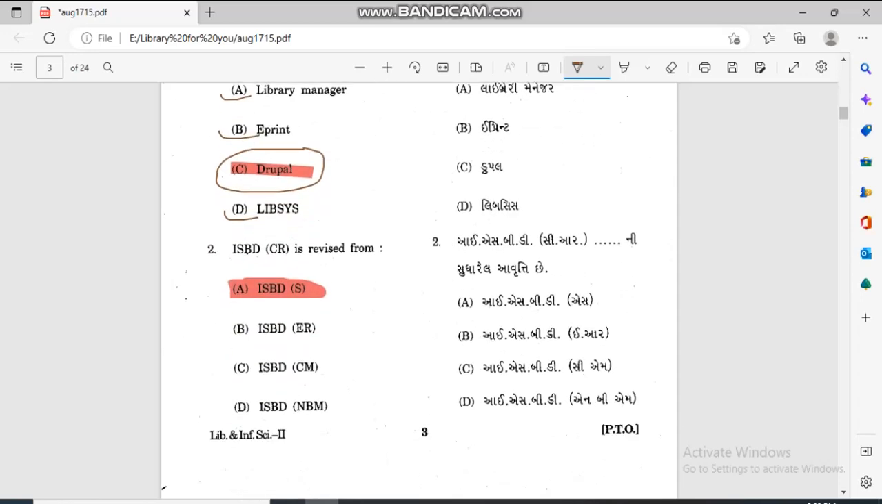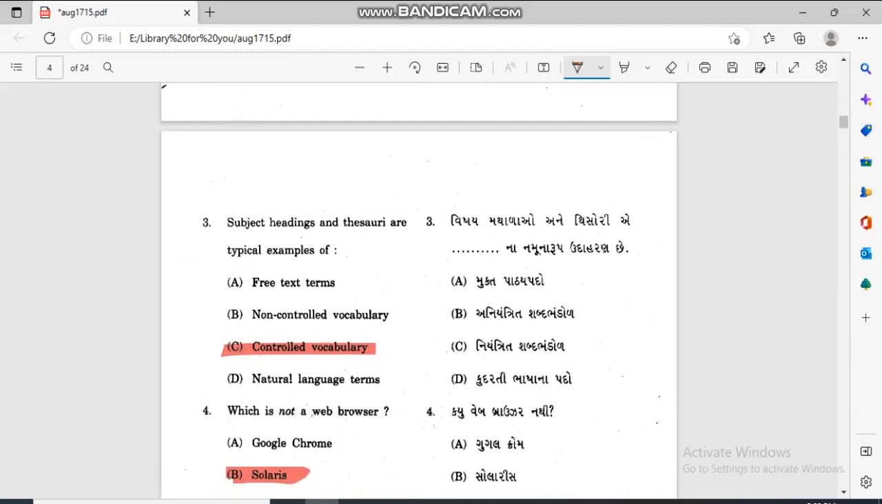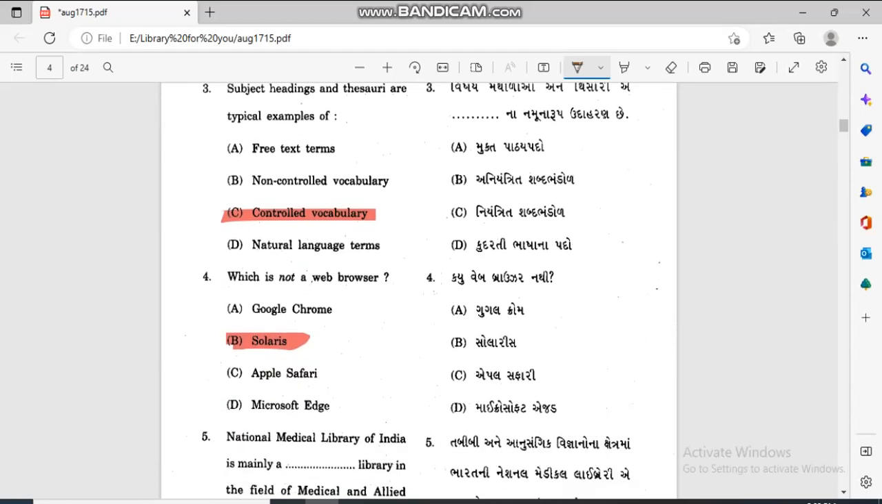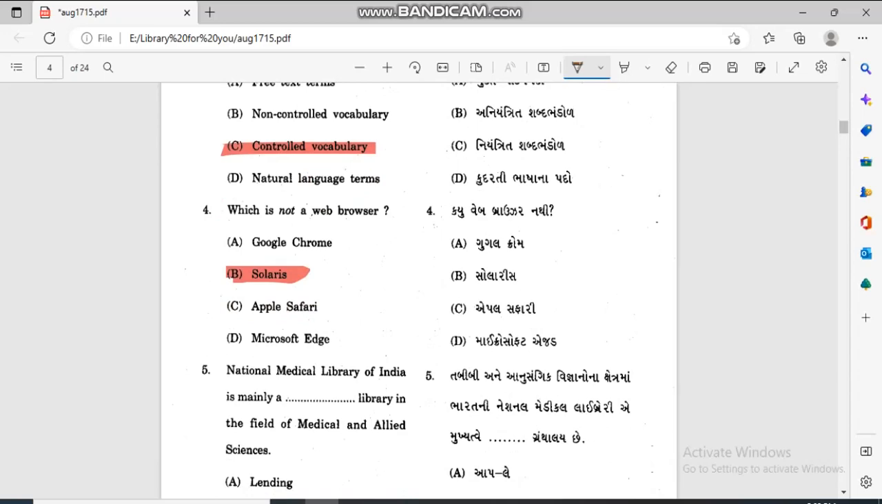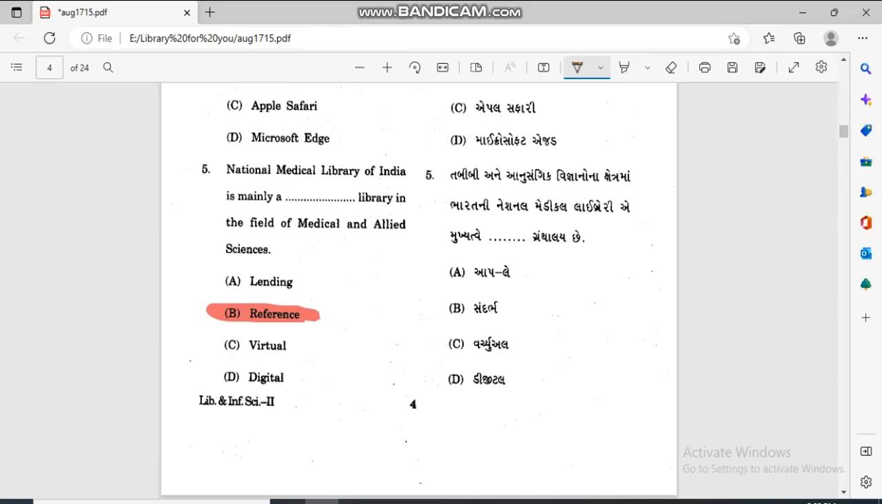Second, ISBD CR is revised from ISBD-S. Third, subject heading and thesauri are typical examples of controlled vocabulary. Fourth, which is not a web browser? Solaris is not a web browser. Fifth, National Medical Library of India is mainly a blank library in the field of medical and allied science. So it is the reference library.